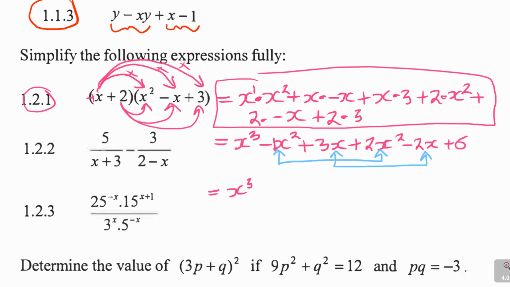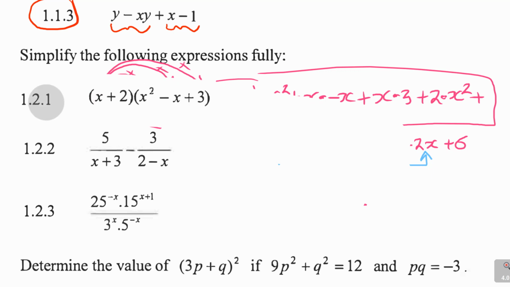So there is negative 1 plus 2. If you use a calculator, it's plus 1x squared. Are you with me? And then 3 minus 2 is plus 1x again, as well as plus 6. Then this becomes the final answer. You see, we have now simplified that. Okay, so that is that.